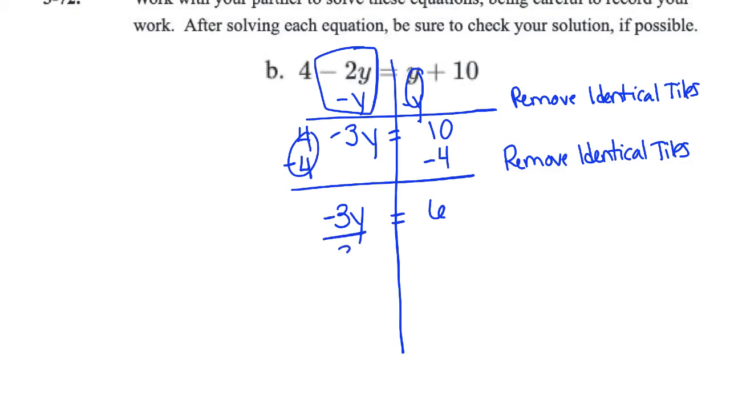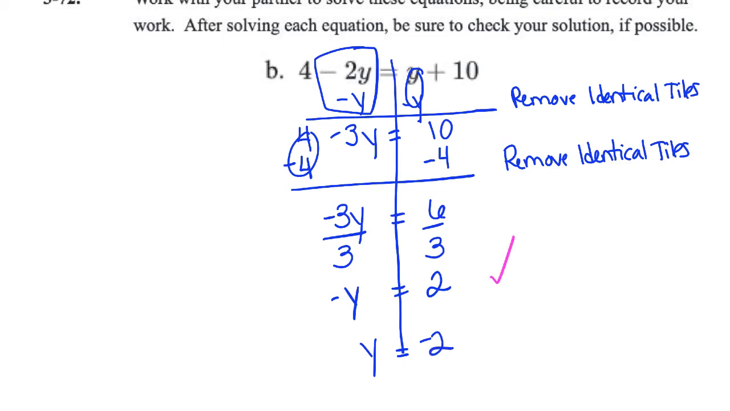I can divide those into 3 even piles where there's 1 negative y in each. Each pile has 1 negative y tile. And then 6 divided by 3 is 2. Now if negative y is equal to positive 2, and I don't want to know what negative y is, but positive y, then positive y is equal to negative 2. It's just taking the opposite of each side.